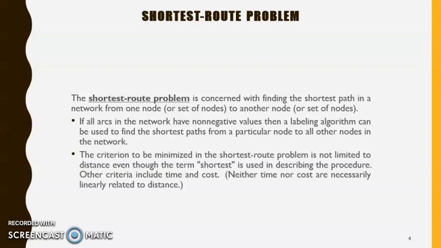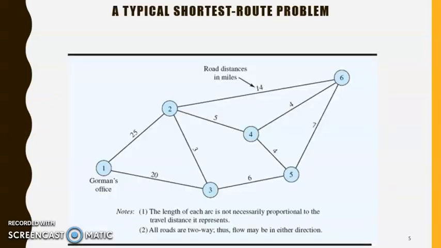Okay, so let's start a case, a typical shortest route problem. It is something that we all can identify ourselves with. You see, node 1 says government's office. And here we have 6, that is the destination. We can consider that it is government's home. Now, it is on the map. It is a street, for example.